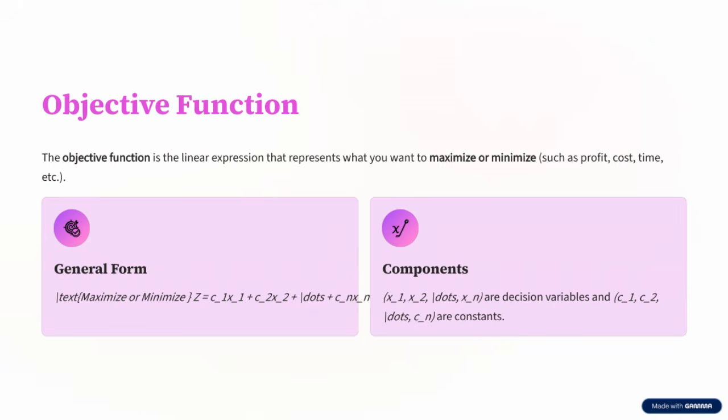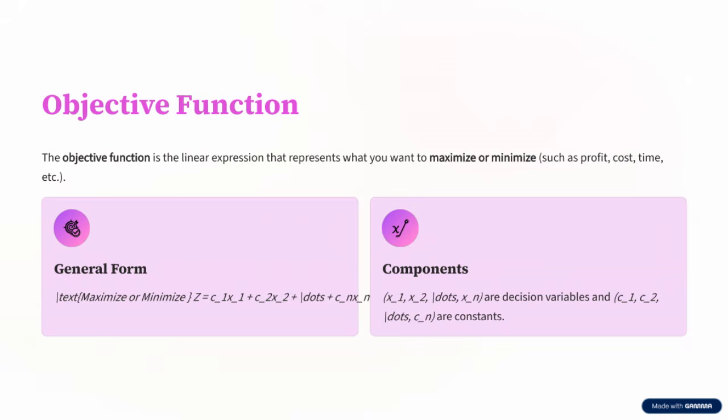This form is quite flexible because it can model different goals, whether we want to maximize profit or minimize costs, time, or other resources. The key idea here is that the objective function provides a clear, mathematical way to quantify what we want to achieve, guiding us toward the best decision variables to meet our goal. So, in essence, the objective function is the heart of our optimization problem. It captures exactly what we want to optimize, expressed in a straightforward linear form that makes it easier to analyze and solve.